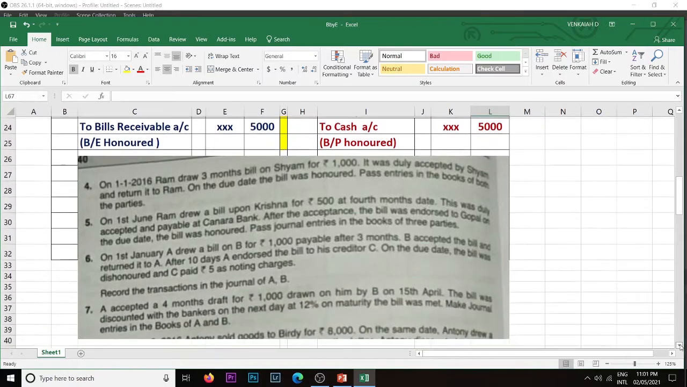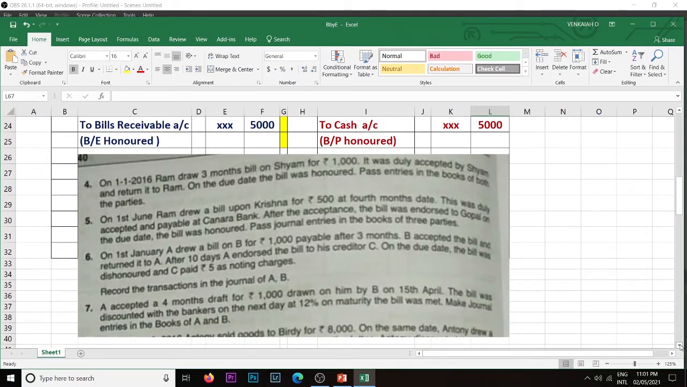Fifth problem is endorsed bill honored. Look at the sixth problem. Sixth problem is endorsed bill dishonored. So on 1st January, A drew a bill on B for rupees 1000 for 3 months.